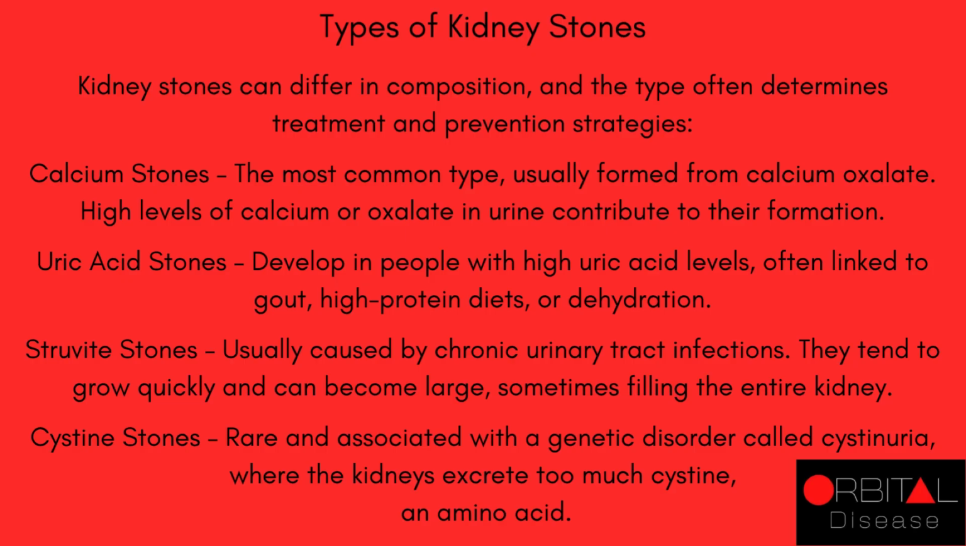Types of kidney stones. Kidney stones can differ in composition, and the type often determines treatment and prevention strategies. Calcium stones, the most common type, usually formed from calcium oxalate. High levels of calcium or oxalate in urine contribute to their formation. Uric acid stones develop in people with high uric acid levels, often linked to gout, high-protein diets, or dehydration.